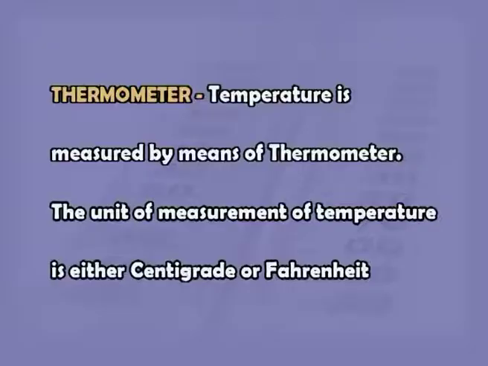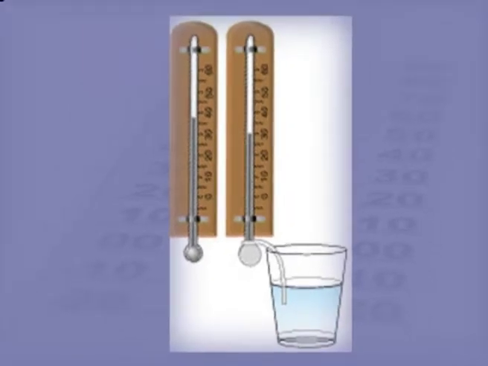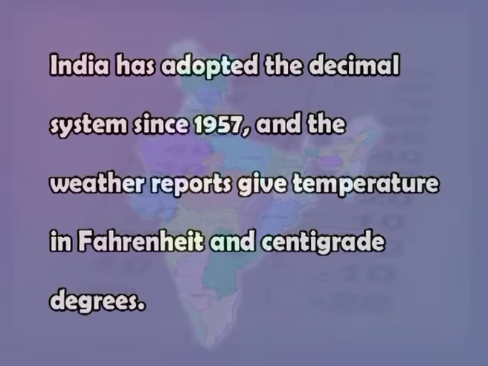Thermometer. Temperature is measured by means of a thermometer. The unit of measurement of temperature is either centigrade or Fahrenheit. Thermometer is used for measuring the surface temperatures. India has adopted the decimal system since 1957 and the weather reports give temperature in Fahrenheit and centigrade degrees.